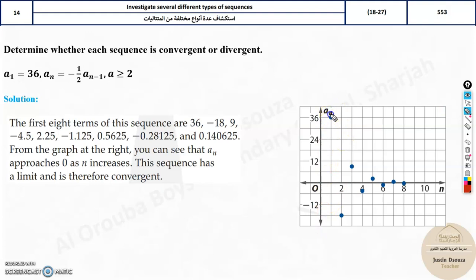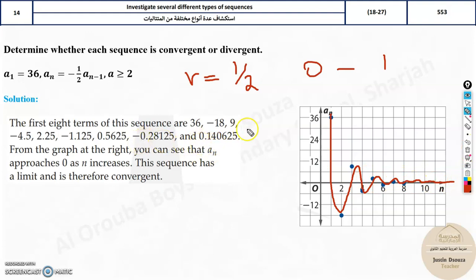There is a variation, huge variation. It's jumping up, down, but eventually it will come close towards 0. So here the r value, the common ratio we got, is half, isn't it? It's basically -1/2. So whenever it is between 0 and 1, it will be convergent basically. So what happens is it will come close to a single value.